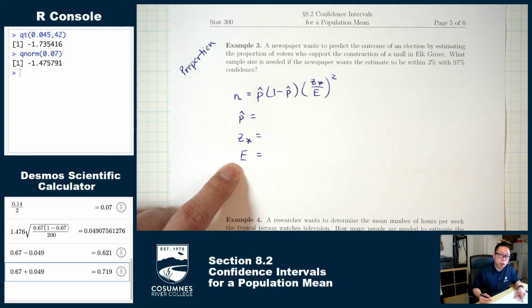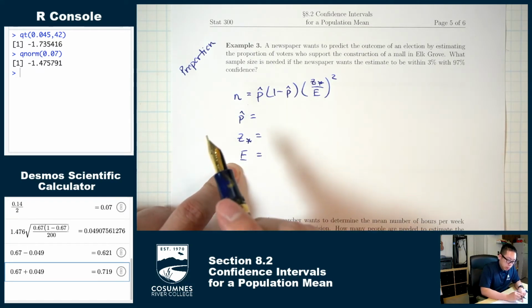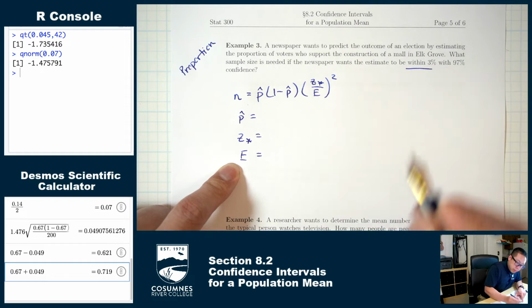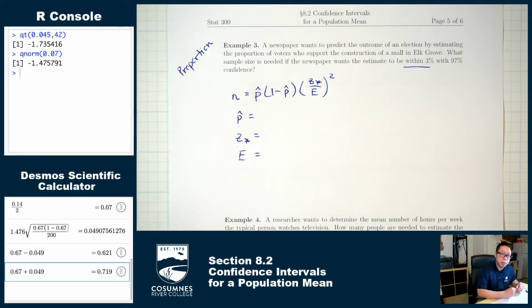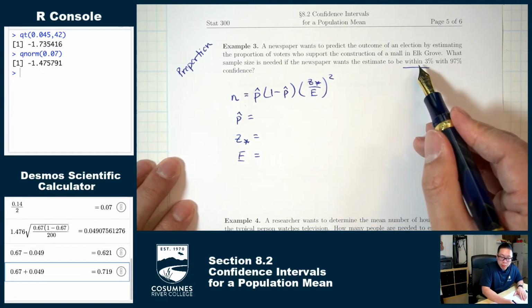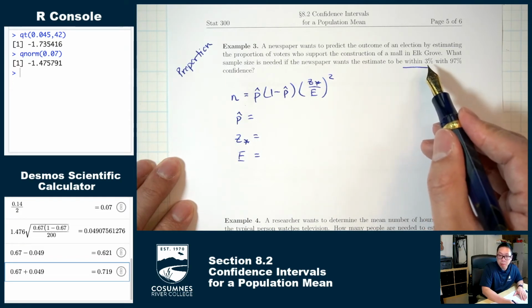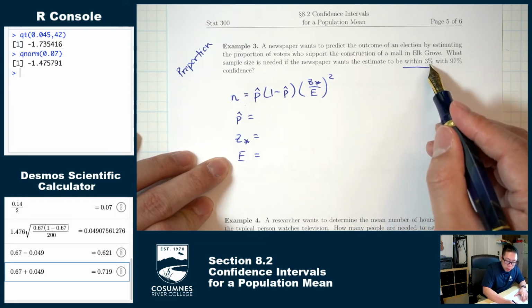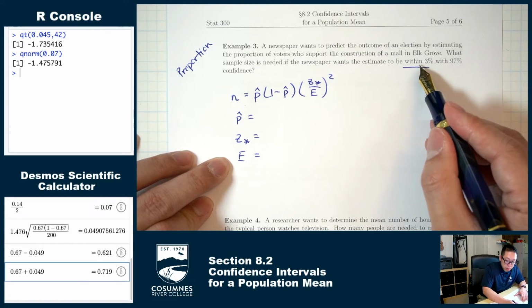So what margin of error are we shooting for here? It says that they want the estimate to be within 3%. So that phrase, within 3%, is how close they want their estimate to be. They want to be within 3% of the actual true answer, which means they want their plus or minus to be 3%. That's their margin of error. Anytime they give you a percent, you should convert it to a decimal for calculation purposes. 3% as a decimal, move the decimal place 2 to the left, that's going to be 0.03.